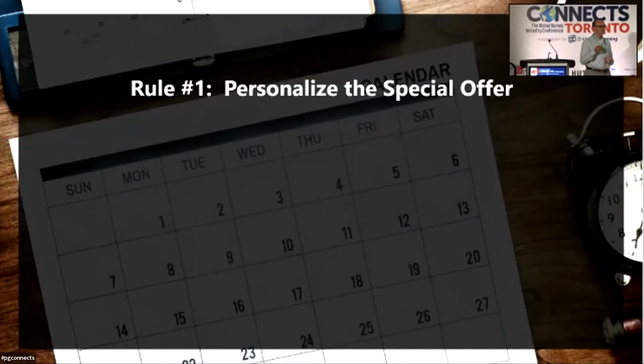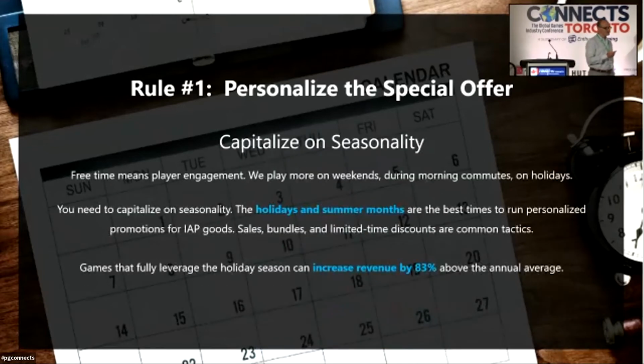And one way to personalize a special offer is to think about seasonality. First of all, for any of your special offers in the game, downtime means player engagement, right? So whether it's the morning commute, or after school, or in the evening, any downtime means more people are playing your game. So that's more players coming into the game. You really want to think about doing special offers for them too.